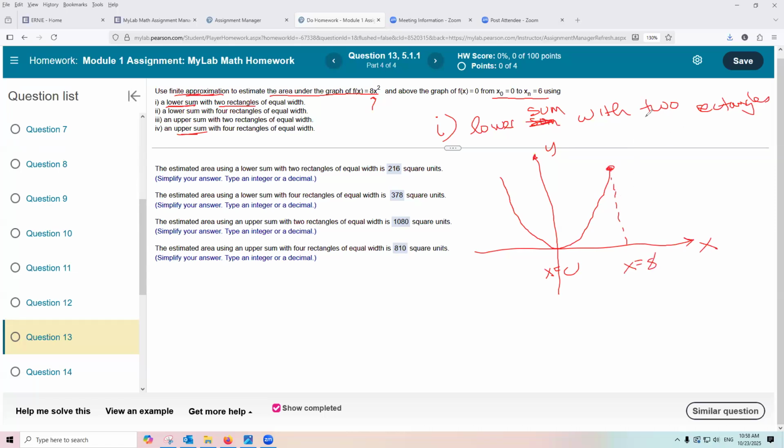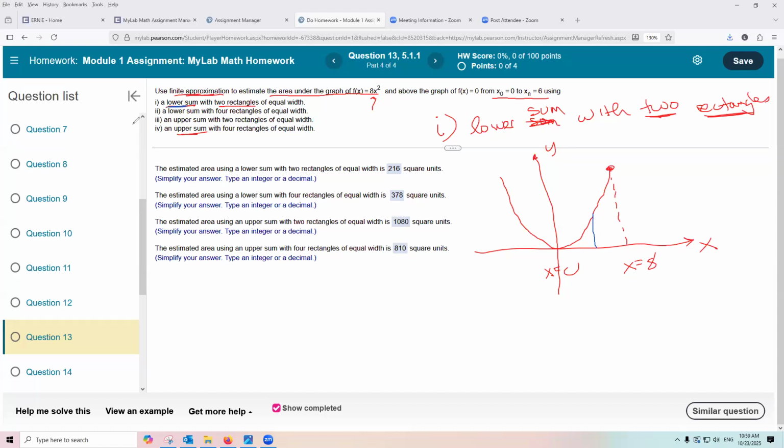Now, what they're telling me is divide this up into two rectangles. What we're really trying to do here is we're trying to estimate this area beneath the graph and above the x-axis. So we want to estimate this blue area. What they're telling me to do is to divide this up into two rectangles. So I'm going to divide it up into two rectangles. Let me call this rectangle A and B.